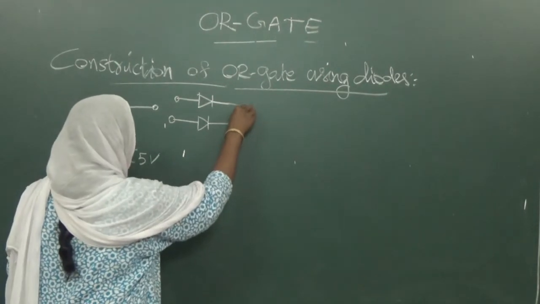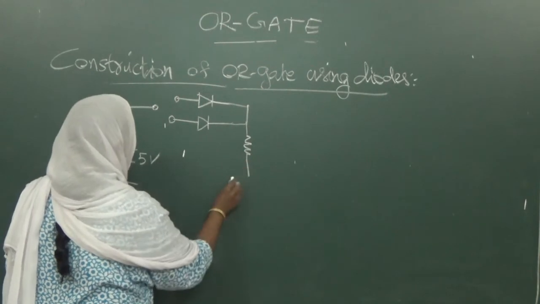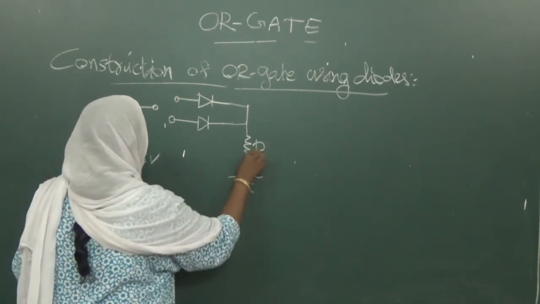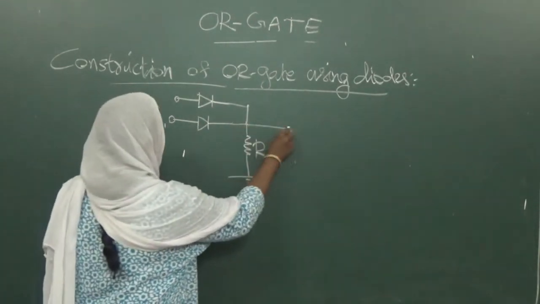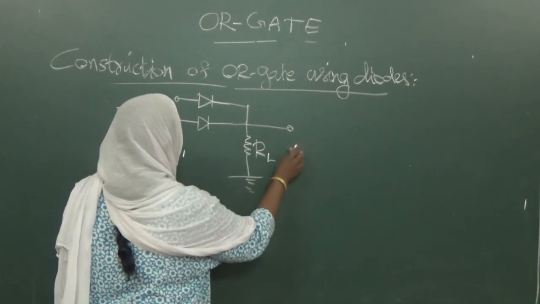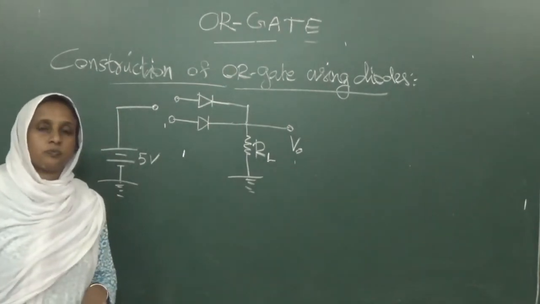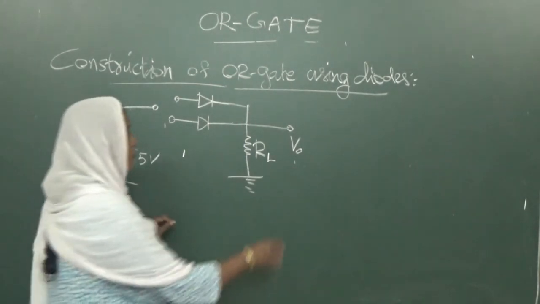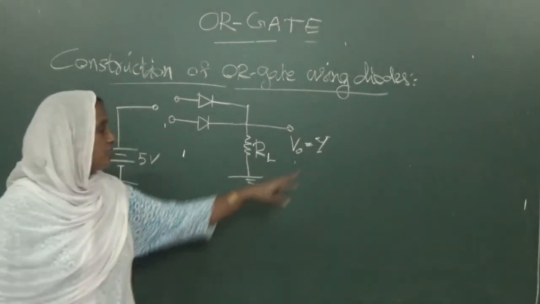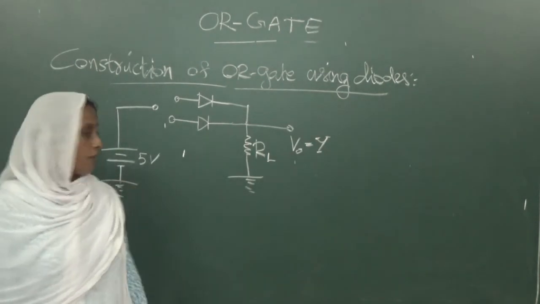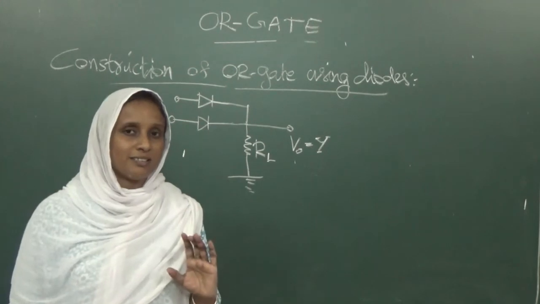Now, these two diodes are connected with a load resistor. This is R, load resistor. And this is our output also. Let it be V0, output voltage, or Y. In terms of OR gate symbol, this is Y, V0 equal to Y. This circuit acts as an OR gate.